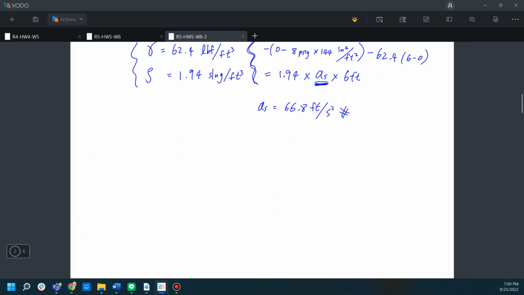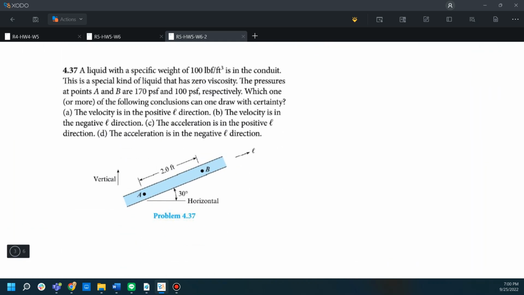Great. Now let's move on to the next one. So in problem 4.37, a liquid with a specific weight of 100 pounds per cubic feet is in a conduit shown in the figure here. This is a special kind of liquid that has zero viscosity. The pressures at points A and B are 170 psf and 100 psf.